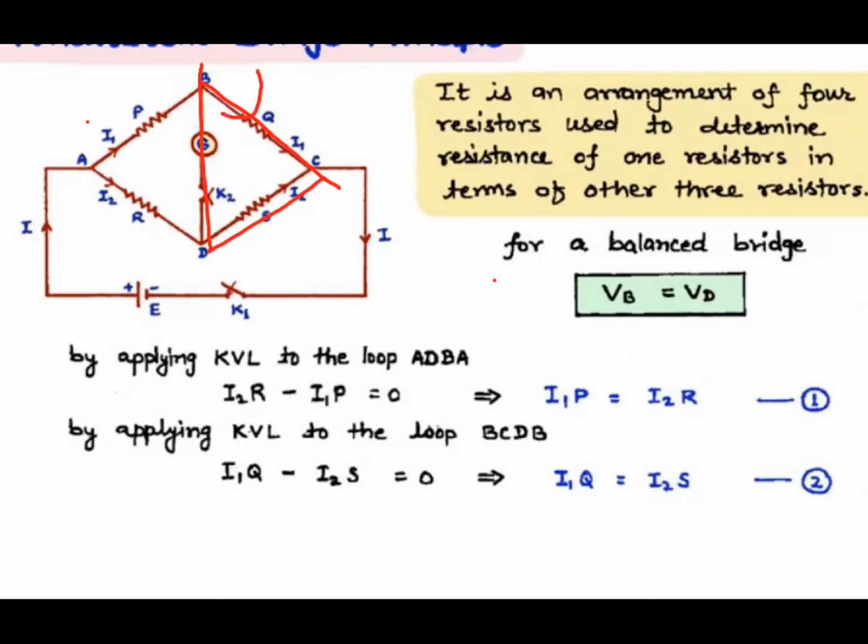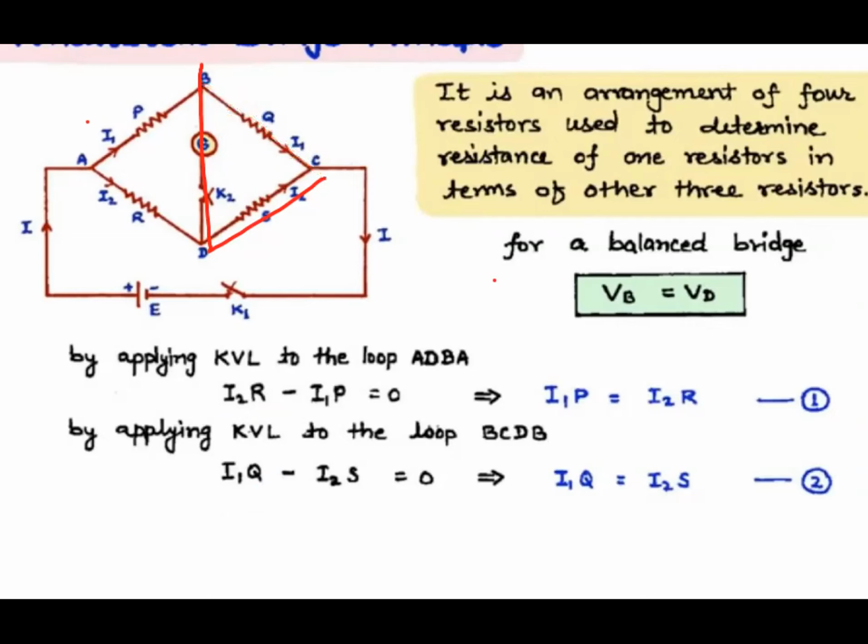So when you are moving from B to C, your direction and the direction of current are the same. So beta, the sign will be positive. Here you can see the sign of this is positive. Now what is the voltage drop across the resistor Q? Voltage V equals IR. What is the current? I1. And what is the resistance? It's Q. So I1 Q. I hope this is clear, right?